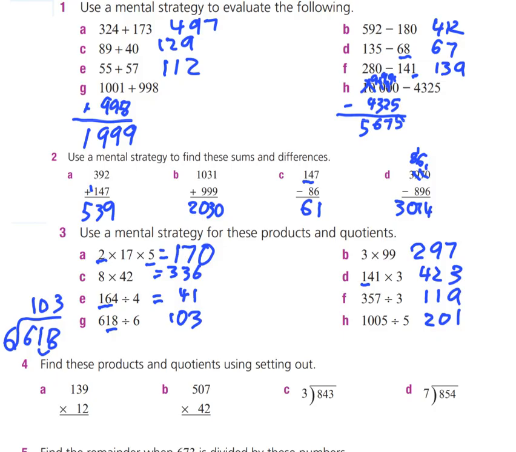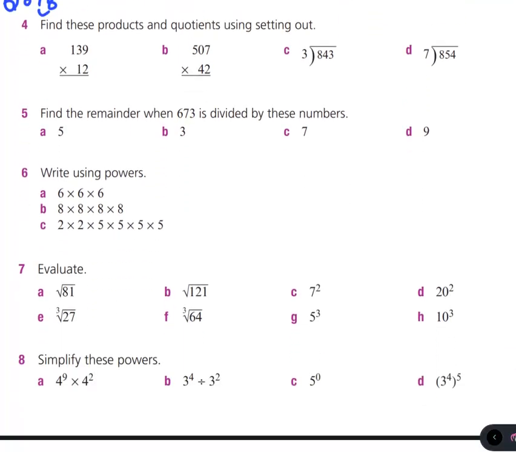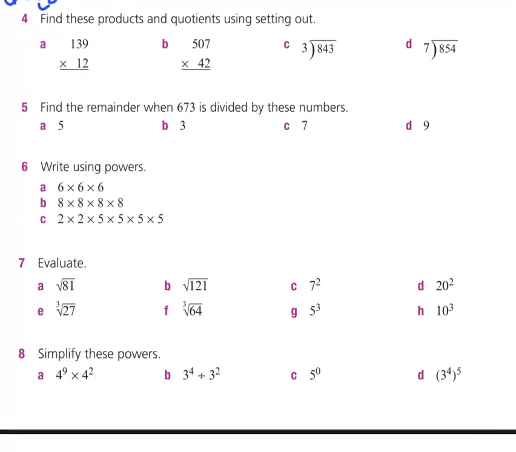Find these products and quotients using setting out. So, for this, I'll go 9 times 2 is 18, 8, with a 1 there, because 18. 3 times 2 is 6, plus 1 is 7. 1 times 2 is 2. And then you add a 0, and then you just do 1 times these numbers, which is just going to get you 9, 3, 1. And you add them all up. 8 and 0 is 8. 7 and 9 is 16. 2, 3, and 1 is 6. And then you just get 1.